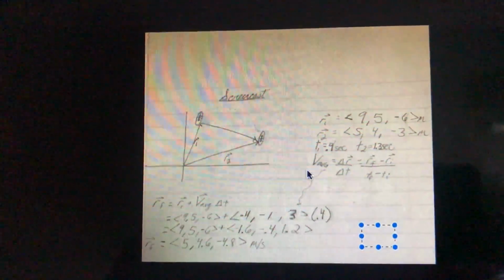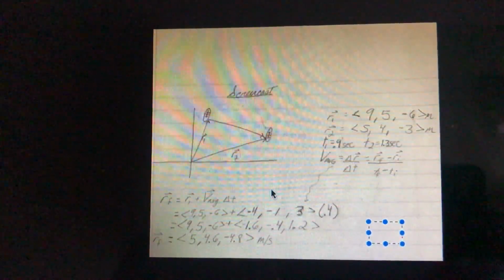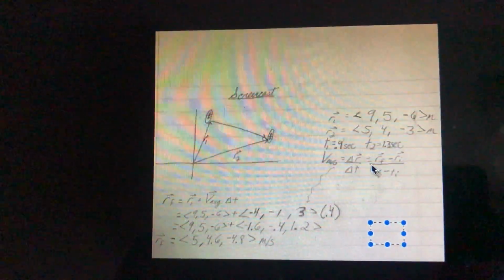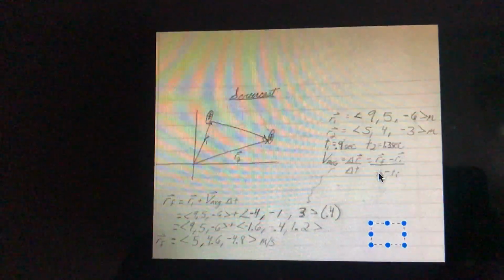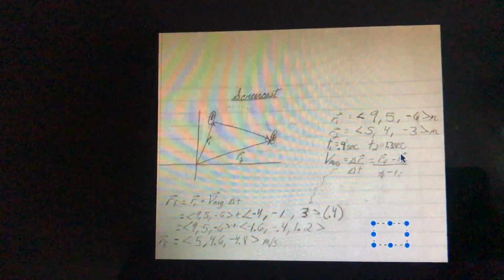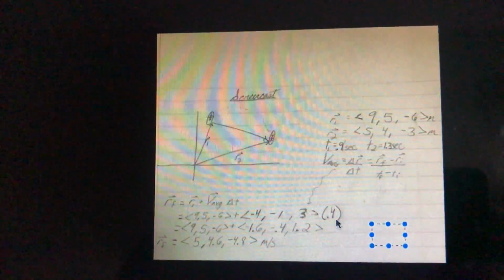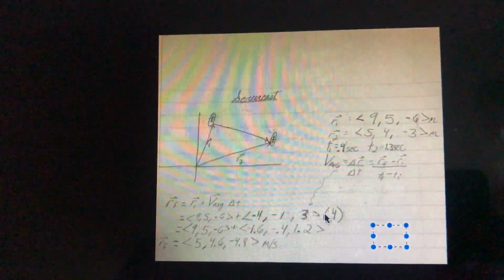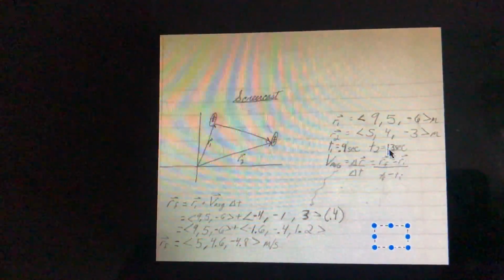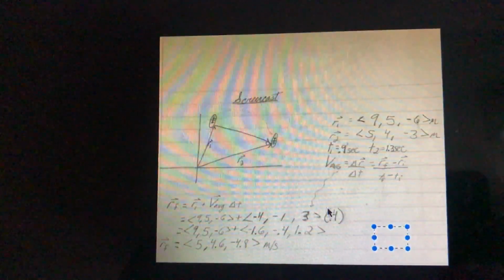And plus the V average, which was -4, -1, and 3. And that's coming from already calculating final minus initial. So times that by 0.4, because 1.3 minus 0.9 is 0.4.